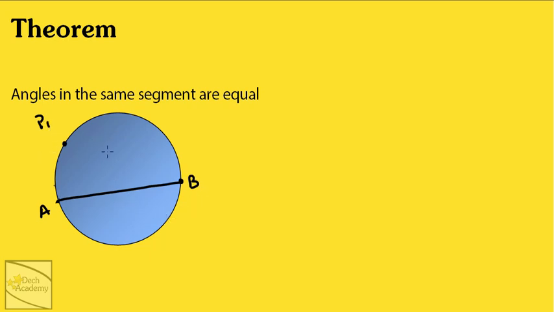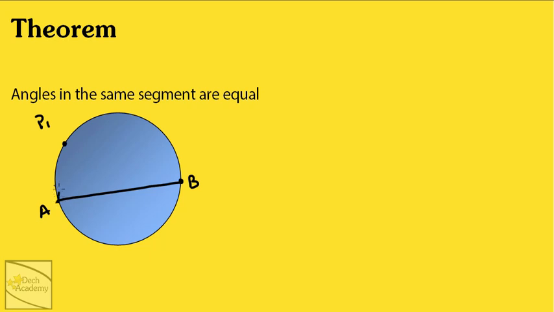It splits the circle into two segments. Segment 1, the region above the chord, and segment 2, the region below the chord. So now that we know what segments are, we're going to focus on segment 1.